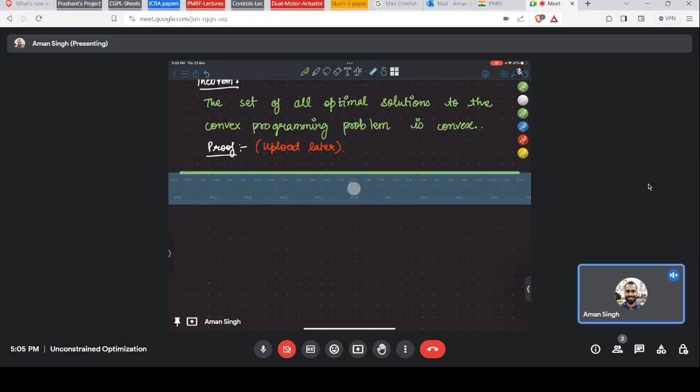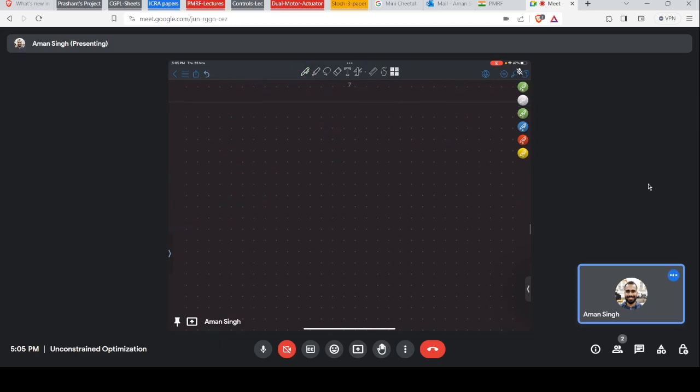Now we'll discuss one more definition called epigraph, and then we'll end the lecture. So epigraph: let X be a subset of real space Rn and f be a function from X to R, and let us describe f by its graph.